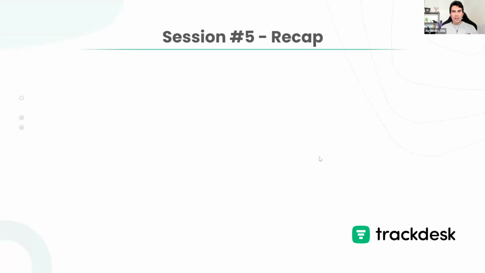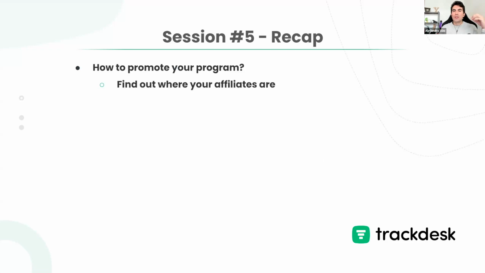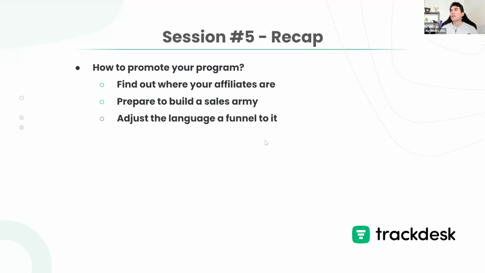Let's start first with a recap of last session that was about how to promote your program. For this, you need to find out where your affiliates are. Are they people who are online, offline, doing what? Are they attending conferences? Are they working for competition? You need to prepare mentally as well to build a sales army. The best approach is to think of your affiliates as a sales team. And also you need to adjust your language and funnel to it.